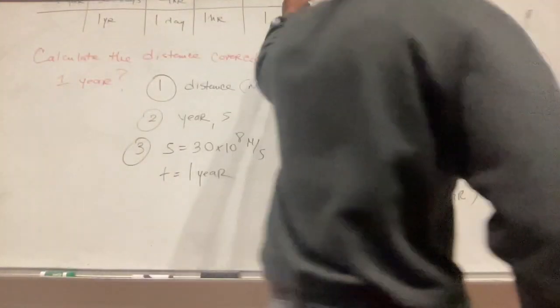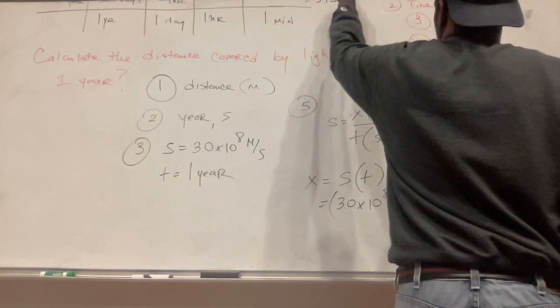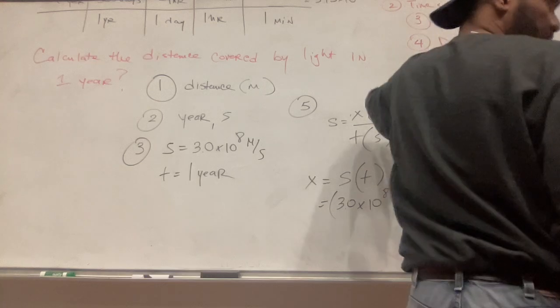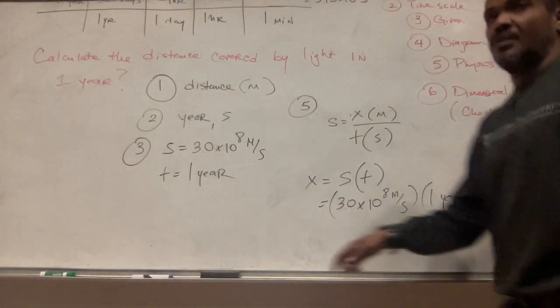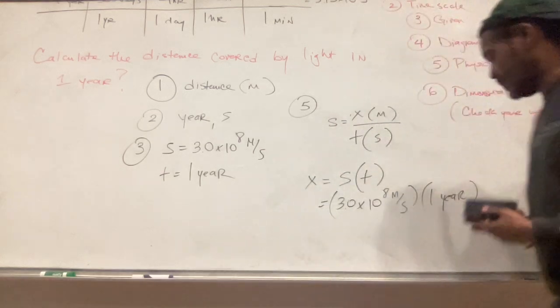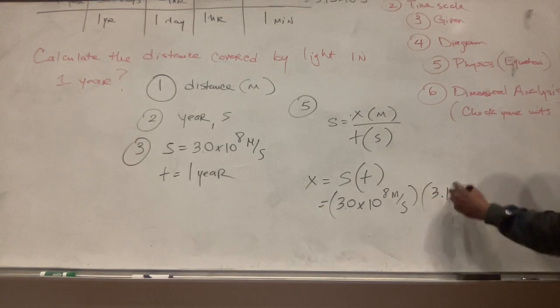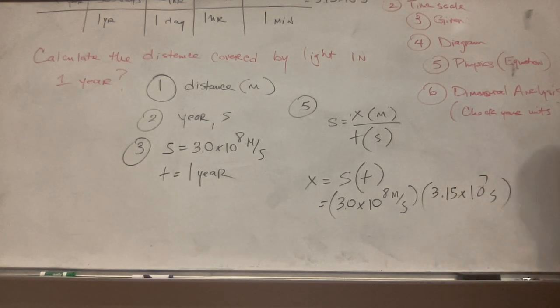3.15 times 10 to the 7. Right? We need everything in scientific, right? Seconds. So instead of 1 year here, we're going to put what? 3.15 times 10 to the 7 seconds. Now what's that number?